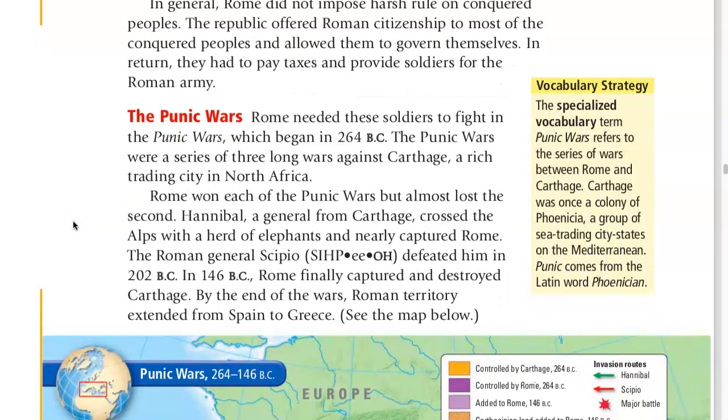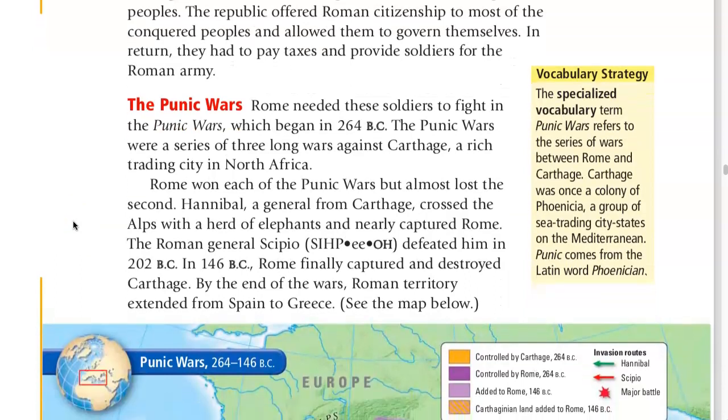Rome won each of the Punic Wars, but almost lost the second. Hannibal, a general from Carthage, crossed the Alps with a herd of elephants and nearly captured Rome. The Roman general Scipio defeated him in 202 BC. In 146 BC, Rome finally captured and destroyed Carthage. By the end of the wars, Roman territory extended from Spain to Greece.